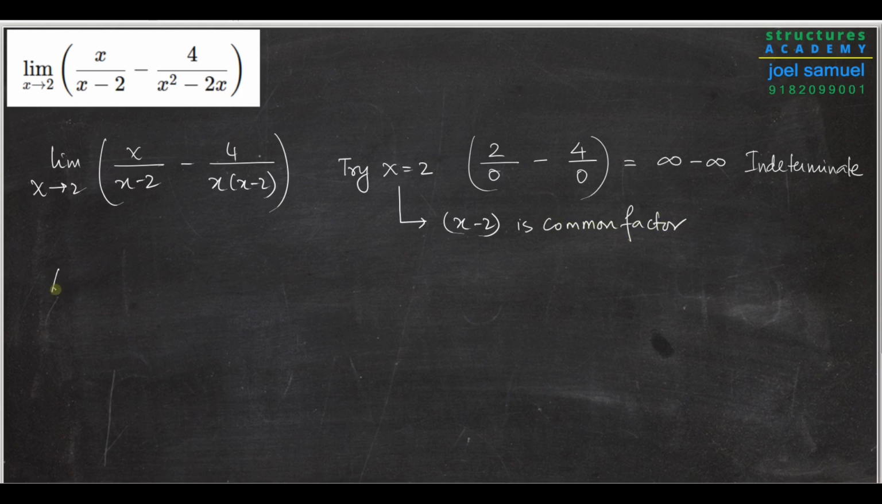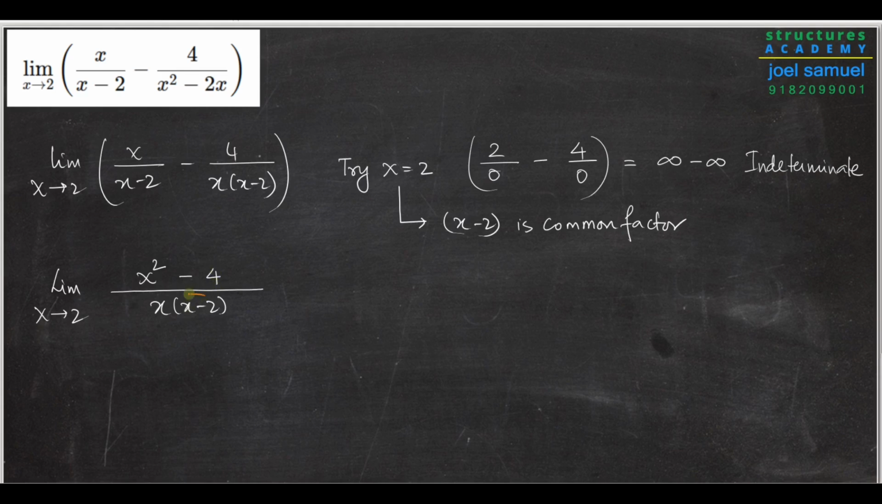So let's rewrite this expression by taking LCM and converting it into a single rational function. So the LCM would be x into x minus 2. Since x minus 2 is already present here, we just need to multiply with x. So the first term becomes x square and the entire LCM is present here. So this term remains as minus 4.